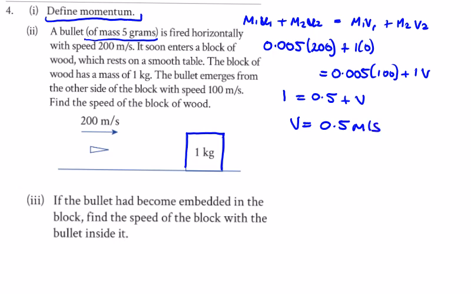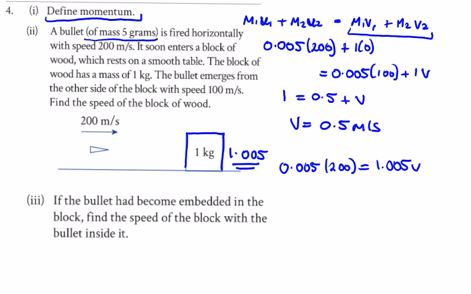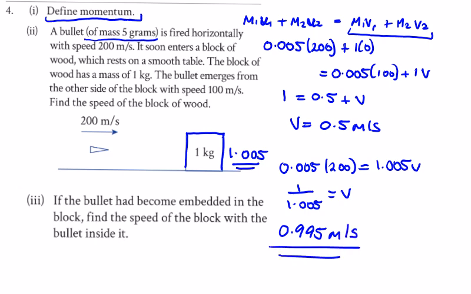Then if it becomes embedded in the block, the speed here is going to be the same. So the mass is just going to be 1 and the 0.005 for the total mass. So we're going to get again 0.005 by 200 will be equal to 1.005 times v. So 1 on the left divided by the 1.005 on the right will be the speed of the combined bullet and block. And this is giving me 0.995, corrected to 3 decimals, meters per second. Straightforward enough question number 4.